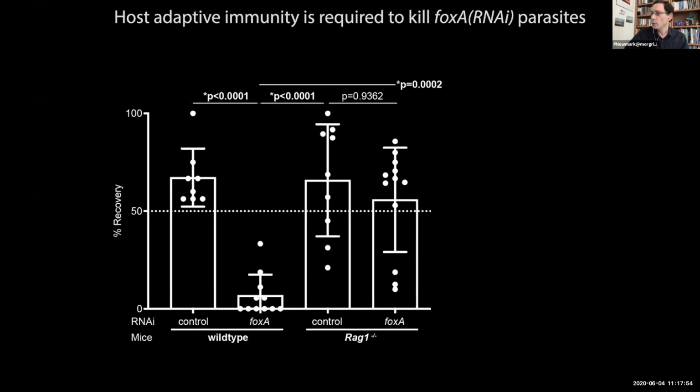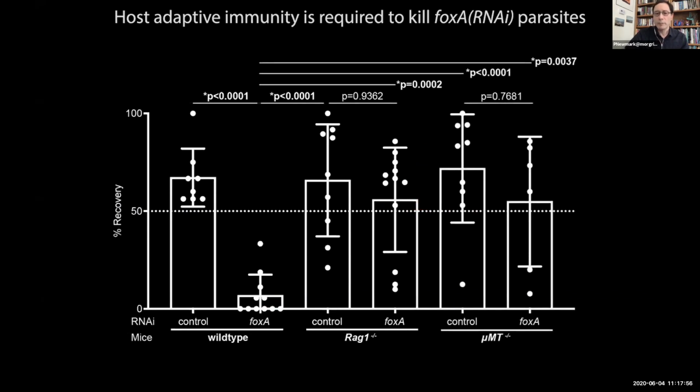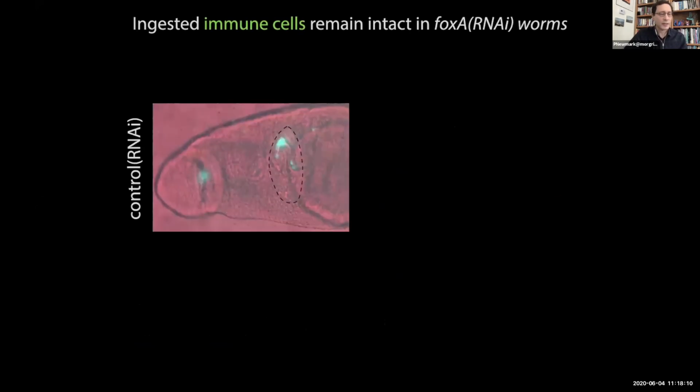And to hone in on this even more, Jay went on to show that in muMT mice, which lack B cells, lethality is also reversed. Okay, so in fact, B cells are required to kill these FoxA knockdown parasites, the parasites that lack the esophageal gland. And so to give you a sense of what we think is happening here, if we now take parasites in vitro and feed them GFP labeled immune cells, what you can see is they can take up the cell.